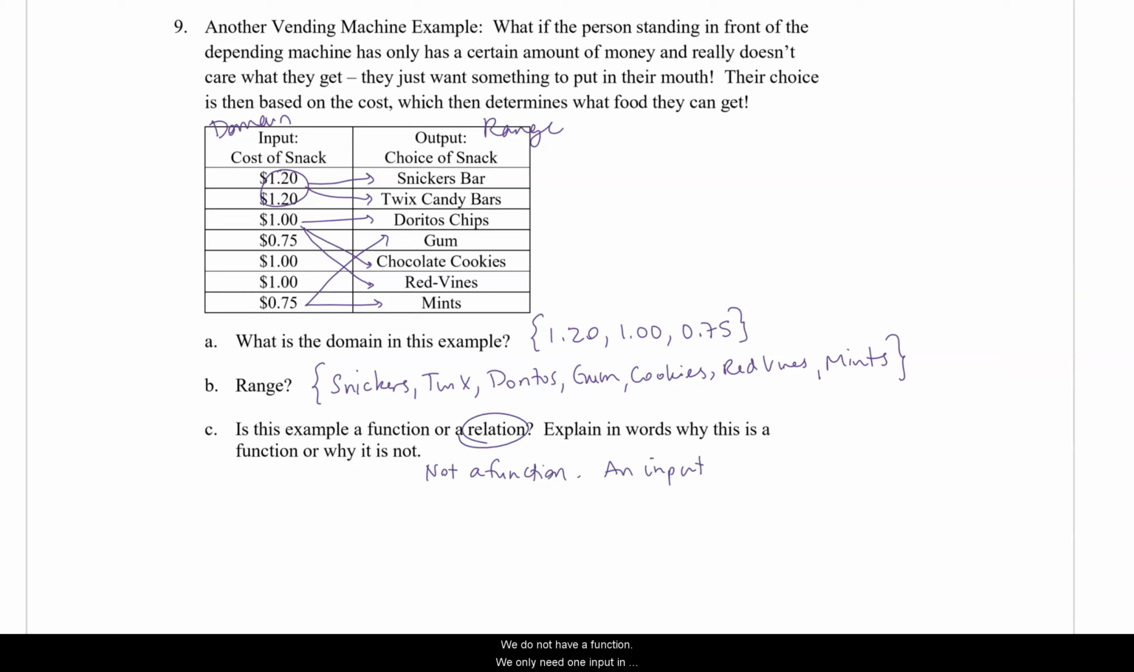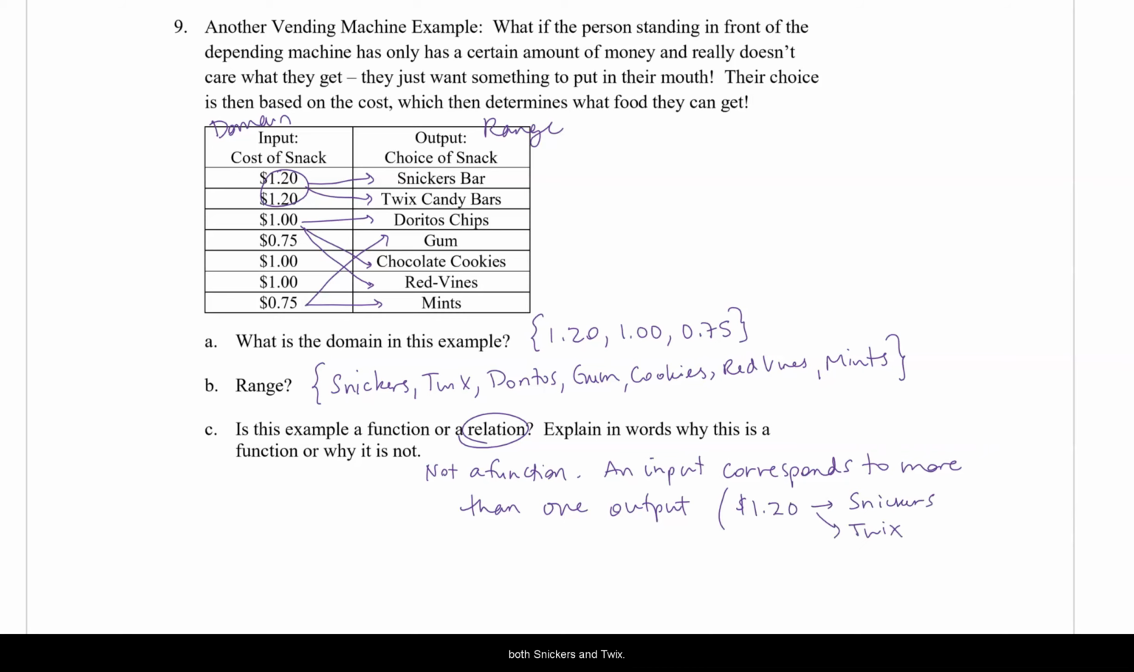We only need one input. In this case, all three of them violate our function rule. But we can say an input corresponds to more than one output. As an example, $1.20, both Snickers and Twix.